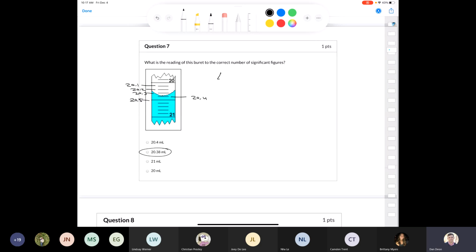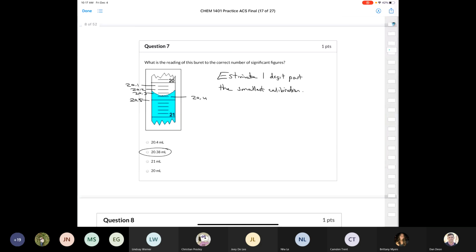All right, so you estimate one digit past the smallest calibration.